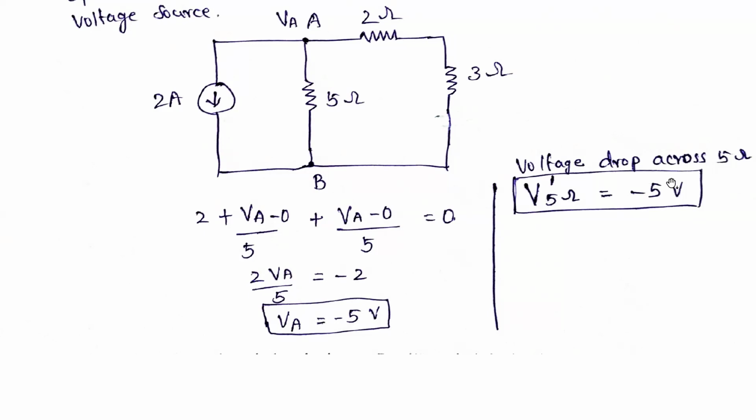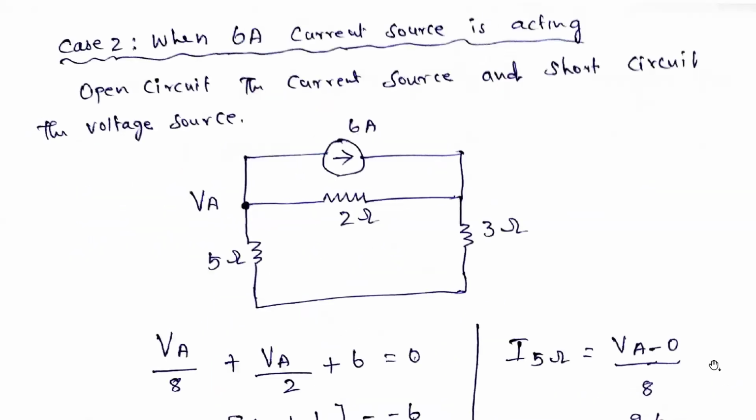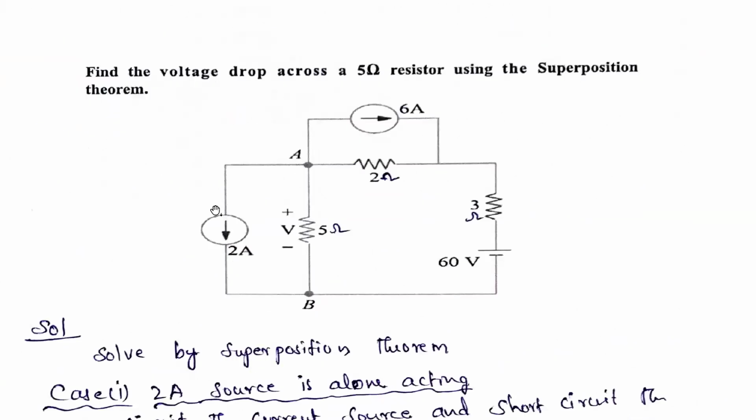Next, similarly, we need to consider the other source, say for example only the 6 ampere current source alone acting. If you see the circuit here, in the first case we took only this 2 amperes alone acting. In the second case we are going to see 6 amps alone acting. If 6 amps is alone acting, what is the voltage across this 5 ohms? That also we are going to find out.